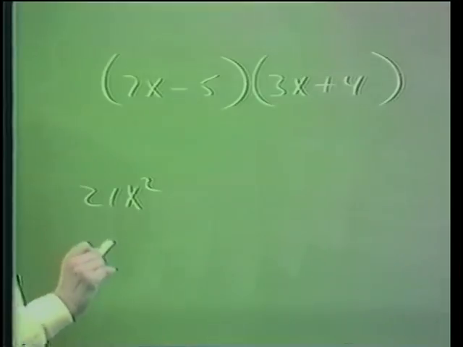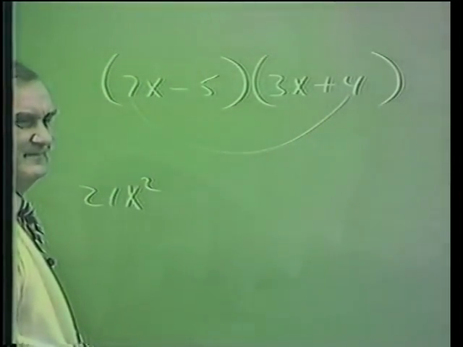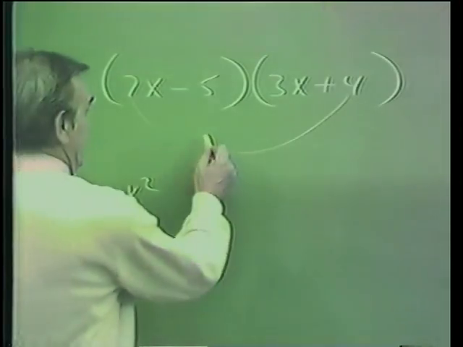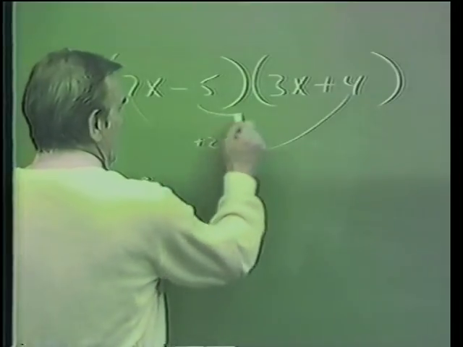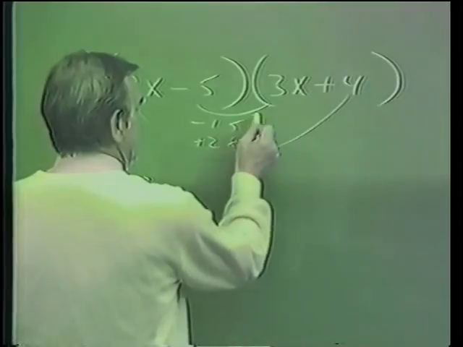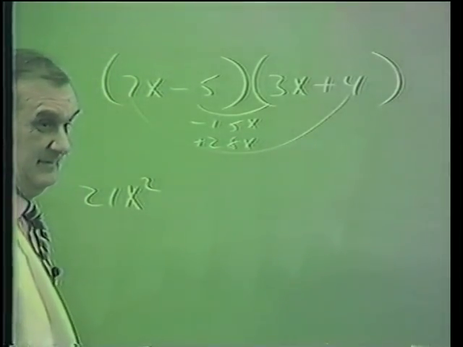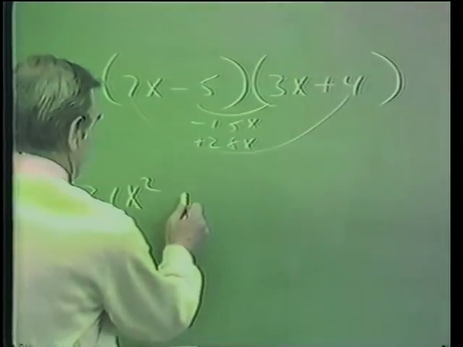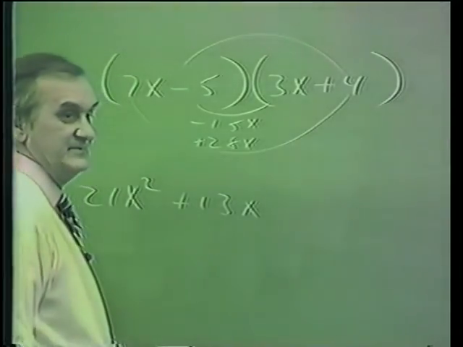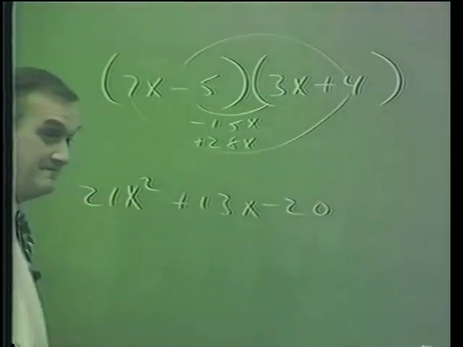Okay, Jan, look up at the board. Multiply the outsides. What do you get there, Jan? Positive 28x. Multiply the insides. What do you get? Negative 15x. Add those, Jan. What do you get? Positive 13x. All that leaves us now, Jan, is the last times the last, which gives us negative 20. Okay?